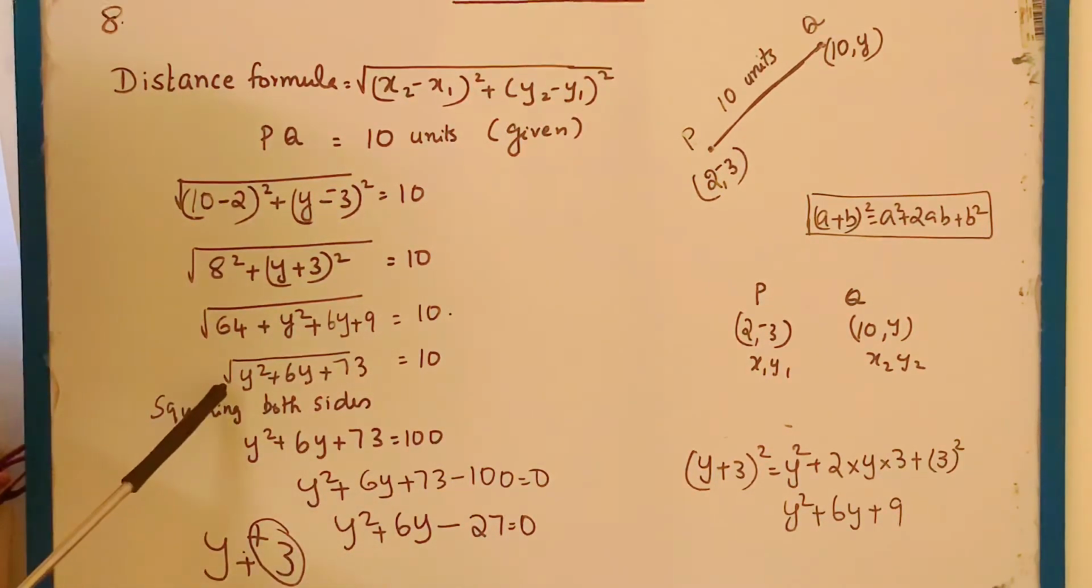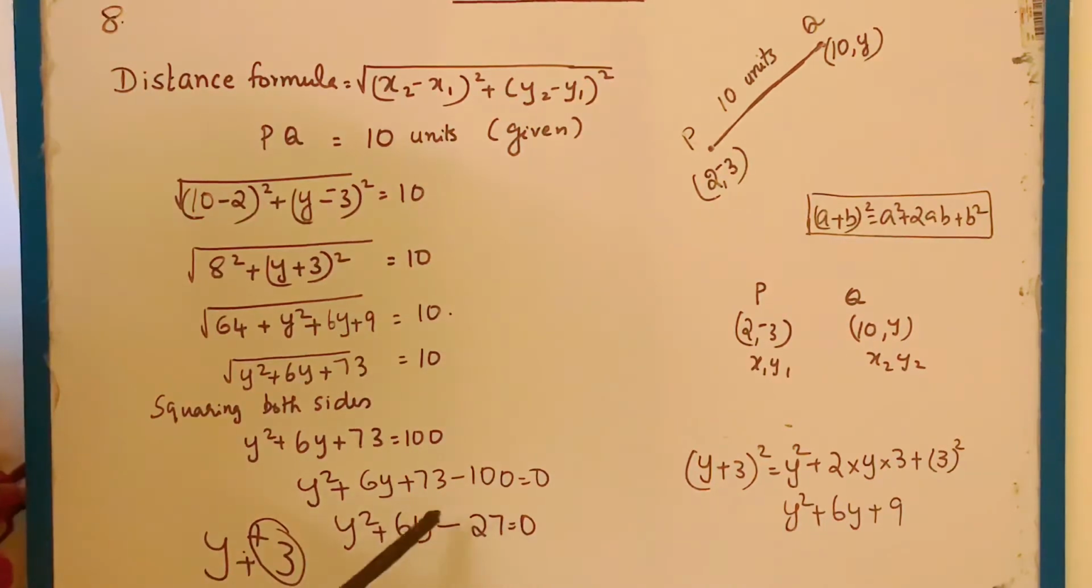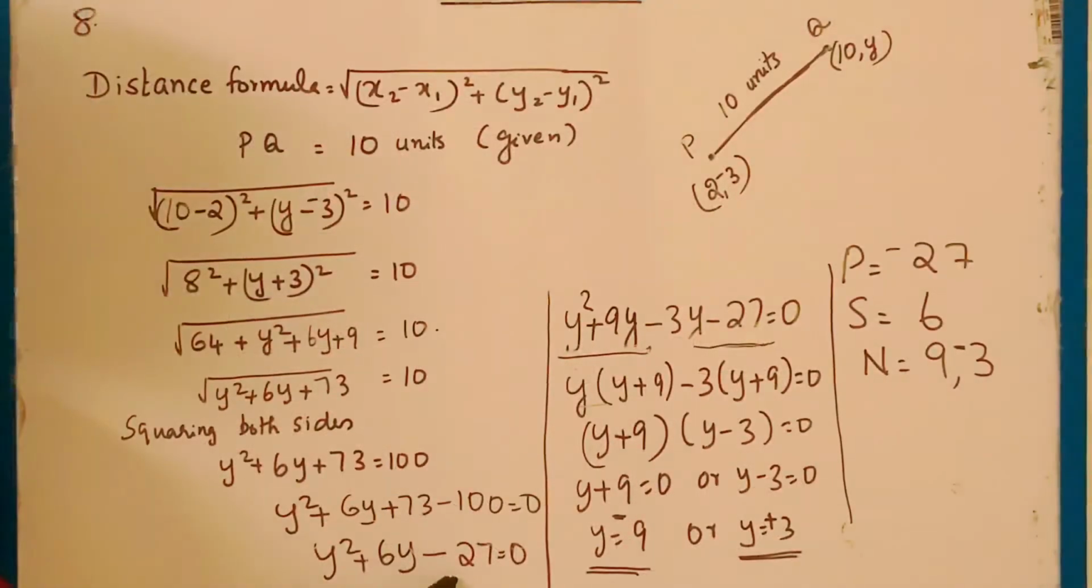Here you can see the variable y is under the root, so you should square both sides. Then you will get y square plus 6y minus 27 is equal to 0. That means this is a quadratic equation. So you should solve this quadratic equation using splitting the middle term. Here the product part is minus 27 and the sum part is plus 6.